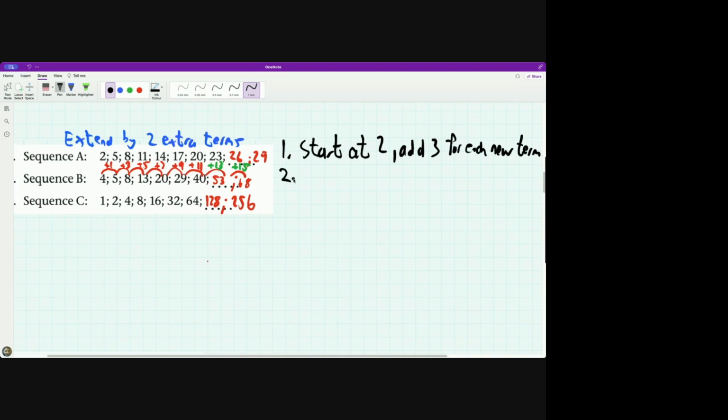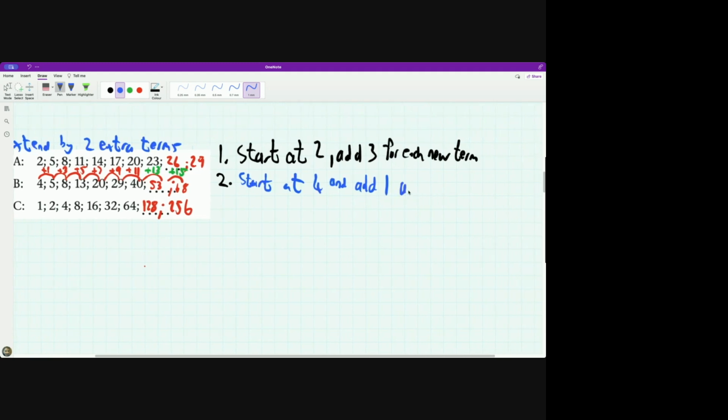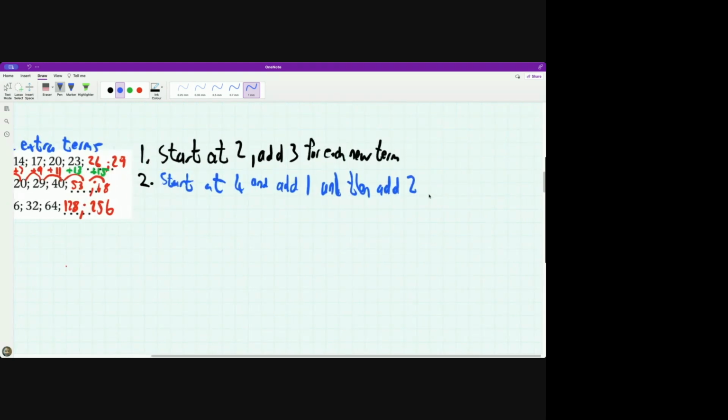Now for number 2, that's a bit more tricky. So the second one, if I was using words, I would say start at 4, and add 1, and then add 2 more than that each time. Oh my gosh, what a mouthful.